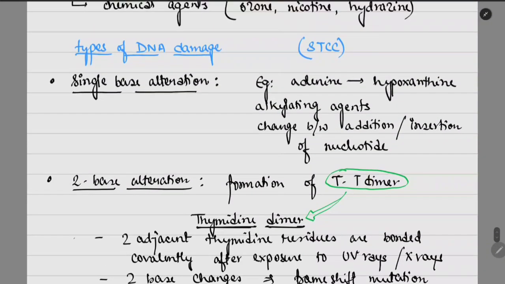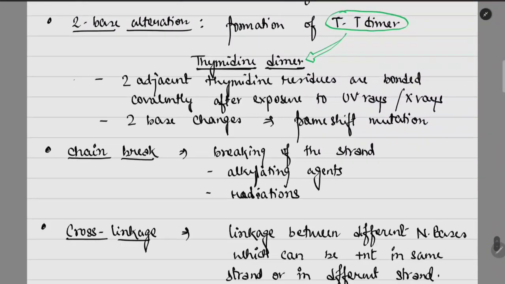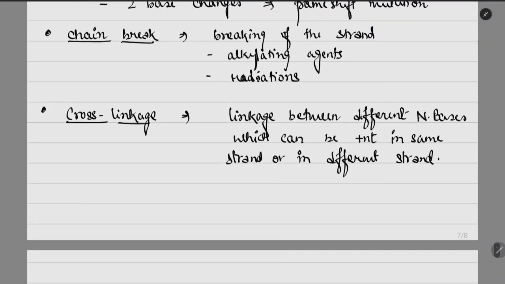So what are the four types of DNA damage? That is single base alteration, two base alteration, chain break, and the cross link. Now there are different DNA repair mechanisms, okay, but mainly there are 5 types. I will discuss them one by one.